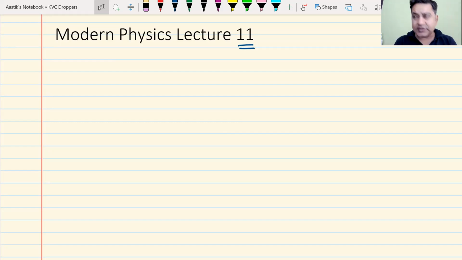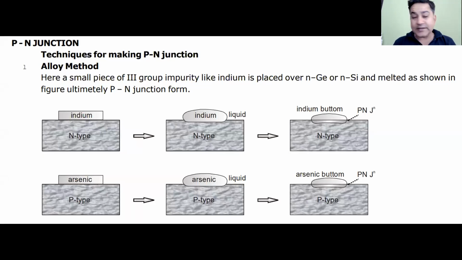Again, I must tell you very frankly, semiconductors and electronics is a huge branch. We're only going to do a very small, very brief part. So for a P-N junction, you have P-type, you have N-type, and you combine them. You get a P-N junction. There are two methods. This question has come in your AIIMS as well as your AIPMT and your NEET. What are the two methods of making a P-N junction?